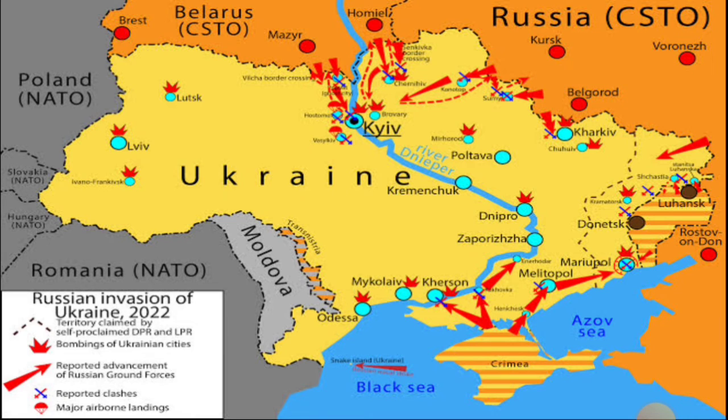So Russian troops have occupied Transnistria. Crimea earlier was occupied. They have occupied Snake Island. Then they have occupied the Donetsk and Luhansk region. They have bombed many cities like Kiev, Mariupol, Melitopol, Donetsk, Luhansk, Kharkiv, and then Dnipro, Mykolaiv, Kherson, Lutsk, Lviv. All these cities have been bombed by Russia. There has been large-scale destruction.